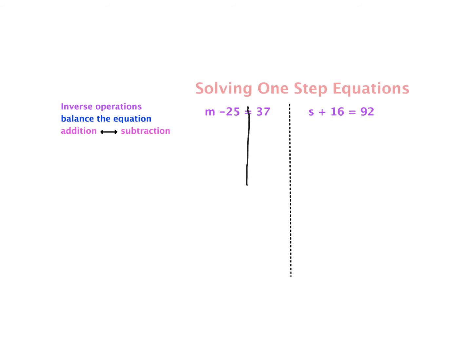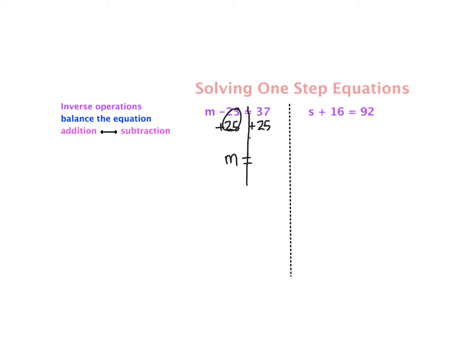M minus 25 equals 37. The inverse of subtraction is addition. So I'm going to add 25 because I want to get rid of the 25 and just have my variable m on this side equals. Since I added 25 on this side, I'm going to add 25 on this side. Negative 25 plus 25 is 0.